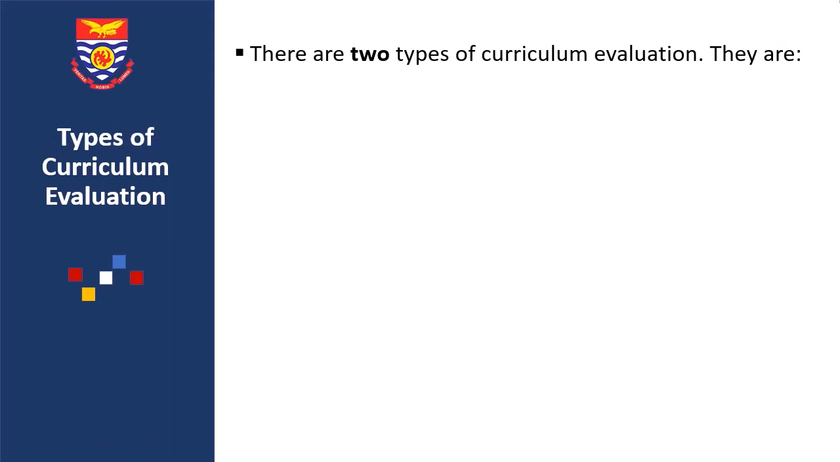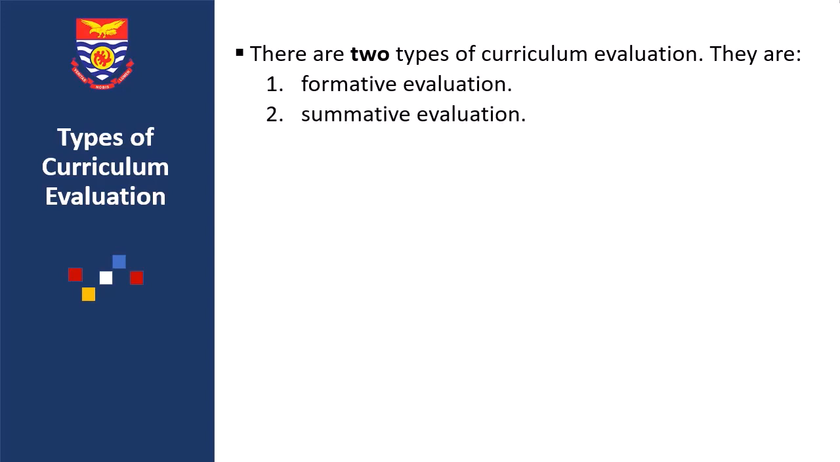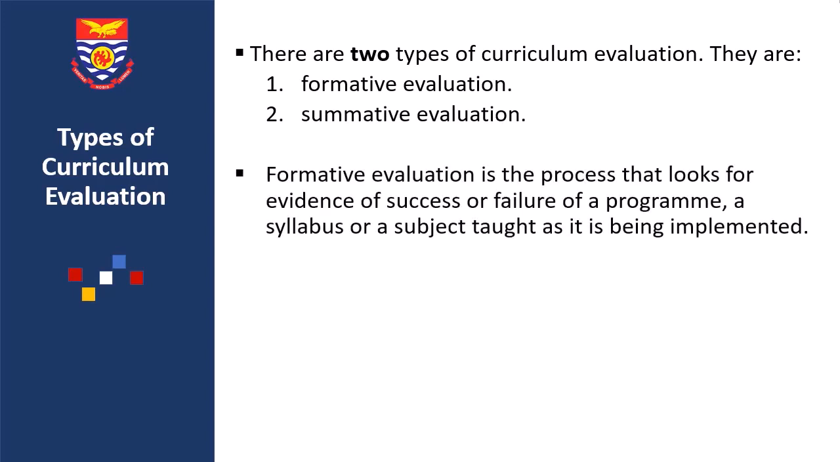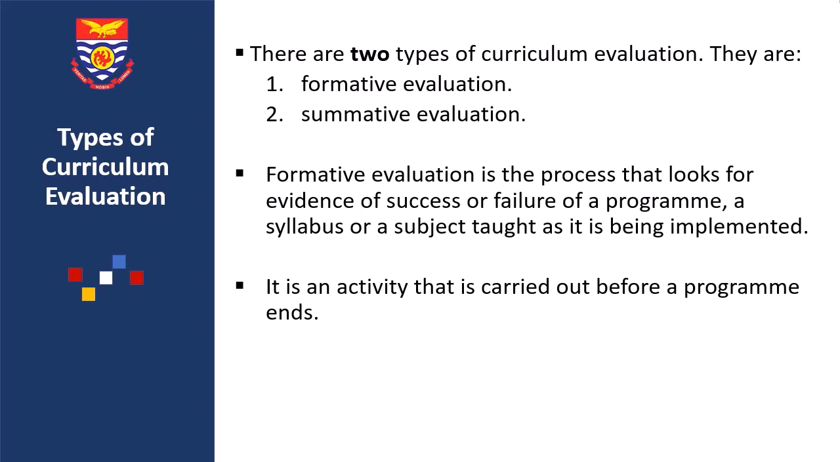Now let's look at the types of curriculum evaluation. There are two types of curriculum evaluation, and these are the formative evaluation and the summative evaluation. When we talk of formative evaluation, this is the evaluation process that looks for evidence of success or failure of a program, a syllabus, or a subject taught as it is being implemented. What it means is that it is an activity that is carried out before a program ends. So, anytime you are teaching, we have been doing formative evaluation.